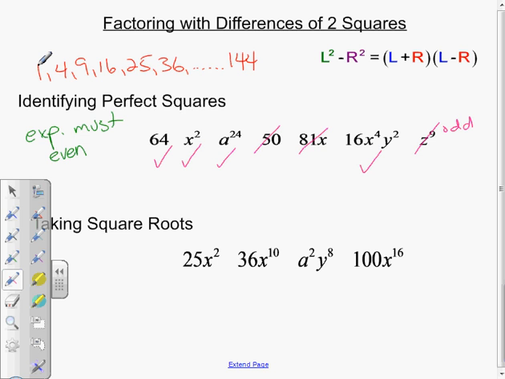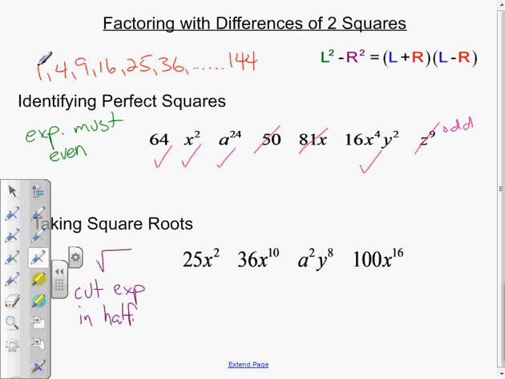If it's a perfect square, you just square root it the way you normally would. And for the exponent rule to square root, cut the exponent in half. This makes sense because when you square something that has a variable, you double the exponent. So when you go to square root it, the reverse of that would be to cut the exponent in half.